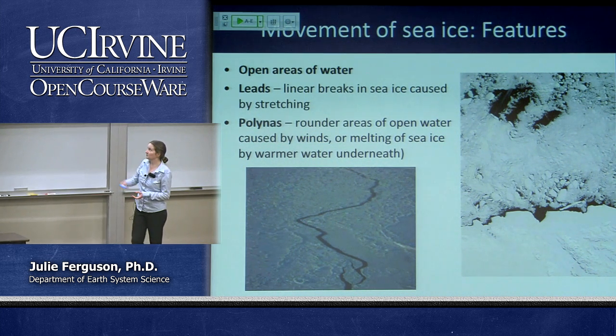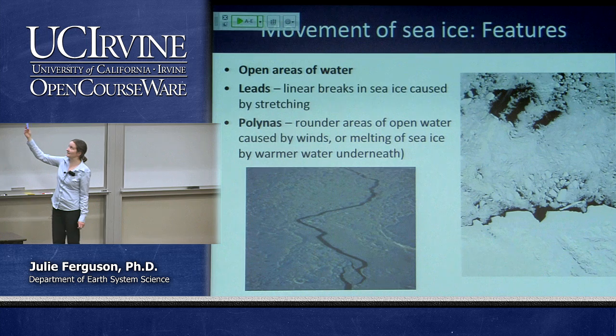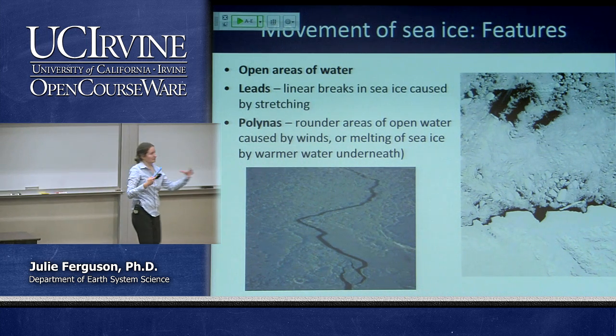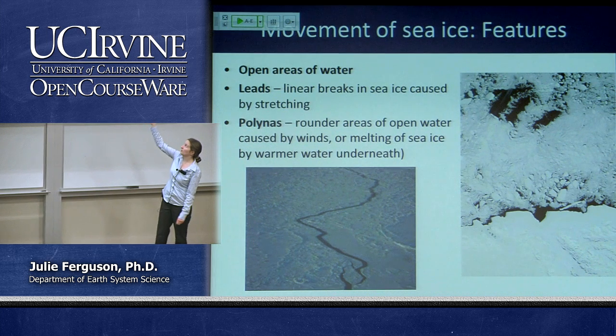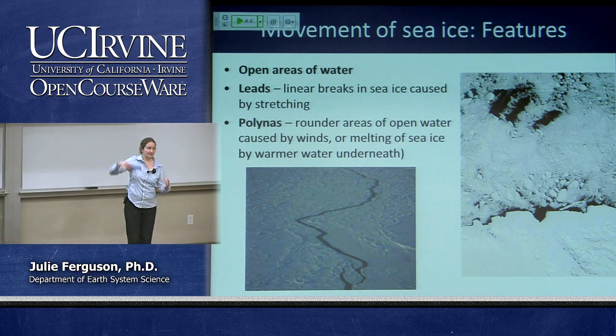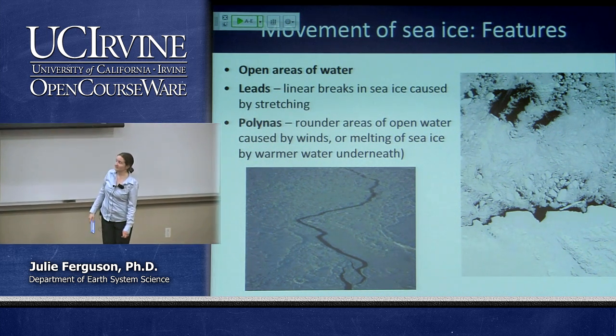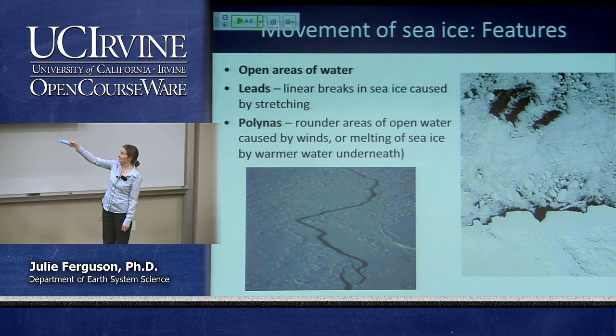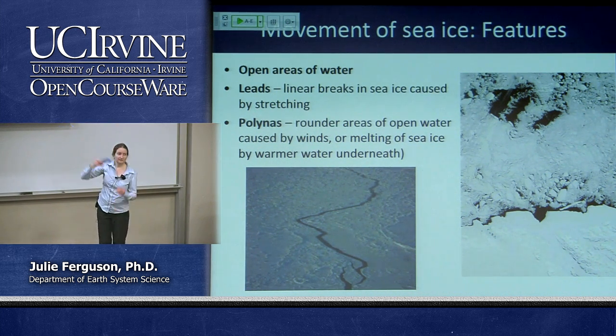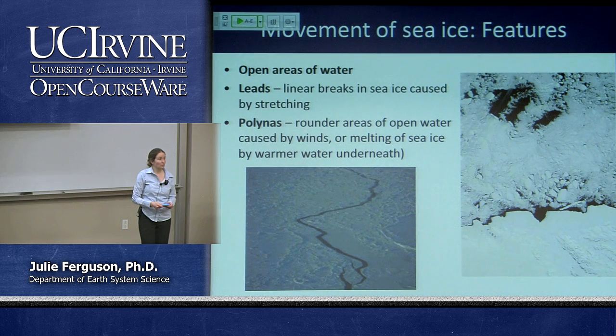Okay? So we have these linear stretches called leads, and that's when we stretch the ice apart. We also get more open ocean in little circular areas, and we call those polynyas. At least I think that's how it's pronounced. You can see that often happens along the edges of land, where the ice is pulled away and hasn't had time to form, but also further out as well. And those are important for exchanging gases and energy.